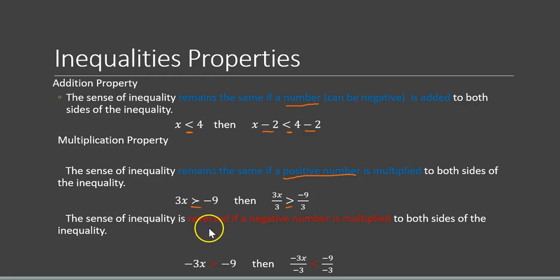But when you are multiplying by a negative number, then the sense of inequality will reverse. From greater than, it becomes less than, because the number that we are multiplying here is negative 1/3, or we are dividing by negative 3. So to summarize this, the only time that your inequality will reverse its sense is when you are dividing by a negative number or multiplying by a negative number.